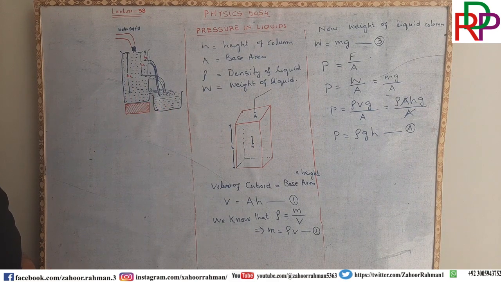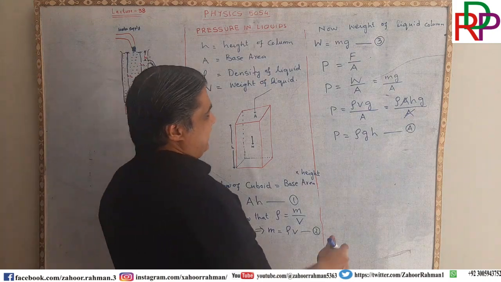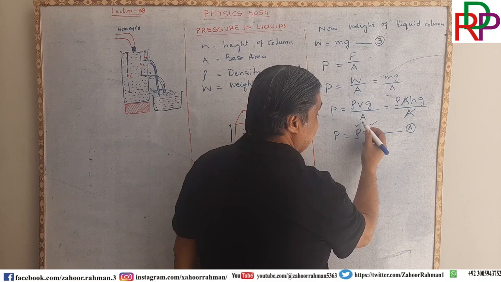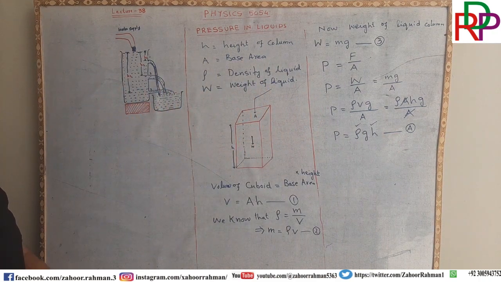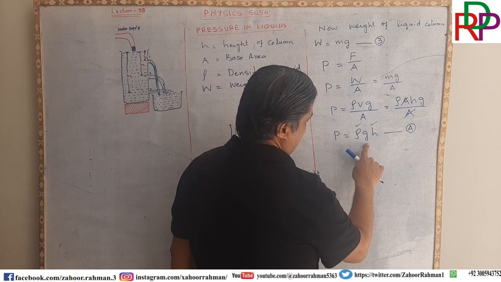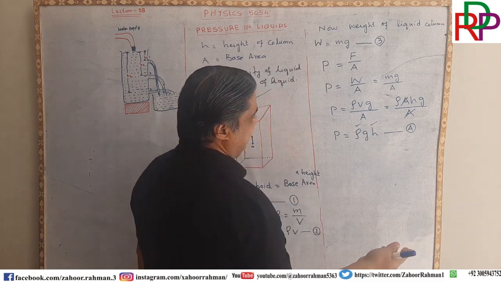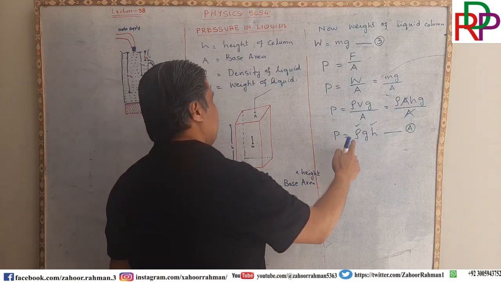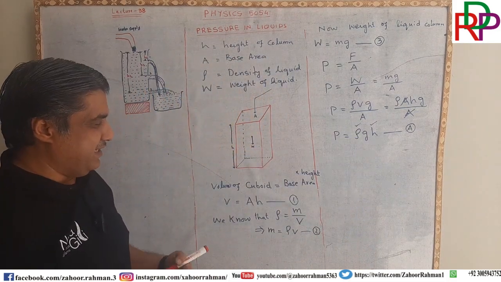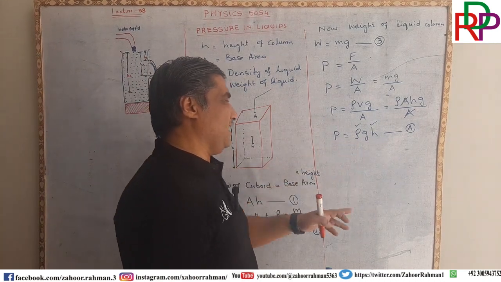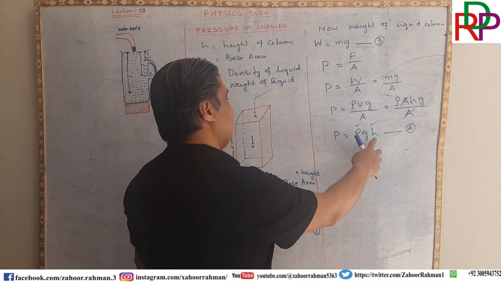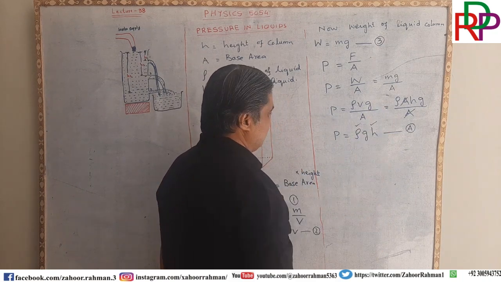From this equation we can deduce that pressure in the liquid depends on the height and density of that liquid. g is constant for everyone. We will put everywhere the value of g as a constant, which is 9.8 to be very correct, but for your convenience we can take it as 10. Densities of different liquids are different, so we will put the value according to the liquid whose pressure we are required to find, and h is also variable.